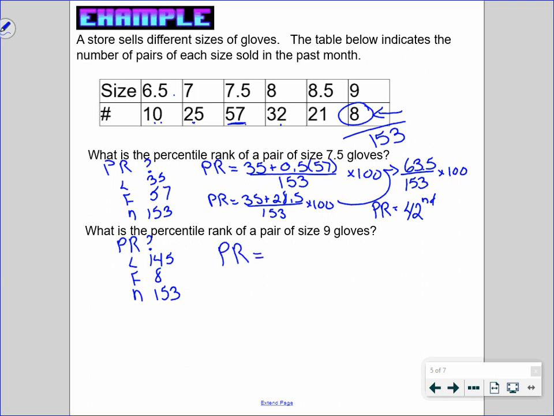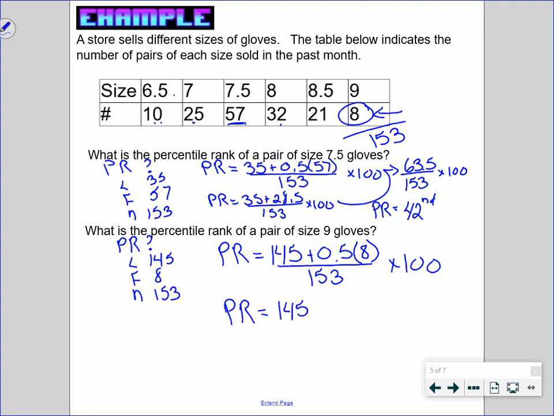So substitute your values into the formula. We have L of 145 plus 0.5 times the frequency of 8, divided by N, which is 153, and then don't forget to multiply by 100. First we're going to multiply 0.5 times 8. So 145 plus 4.